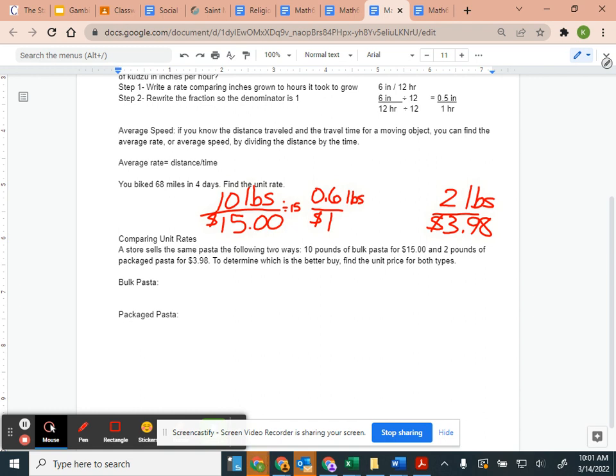But if I am buying the package at Target, how much can I get for my $1? What do I have to divide by? No, this time I have to divide by 3.98. So what's 2 pounds divided by 3.98, Tristan? 0.5.